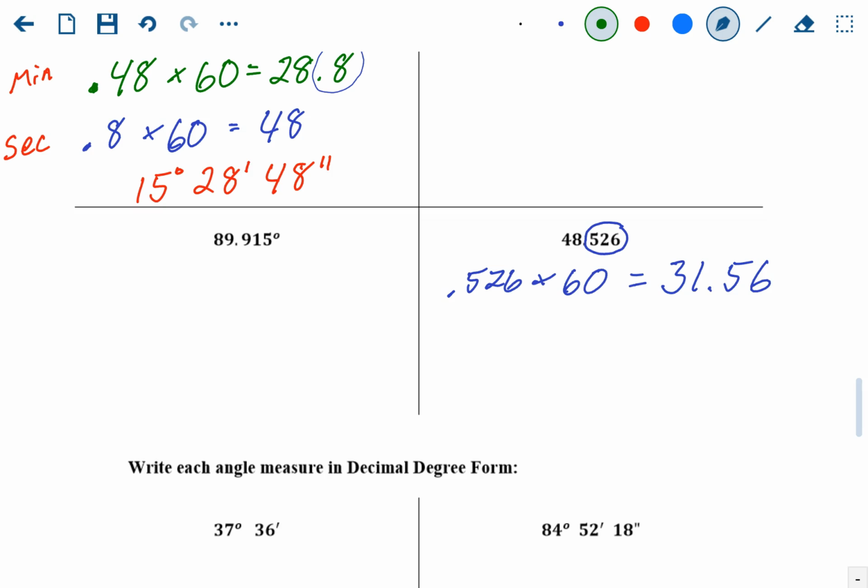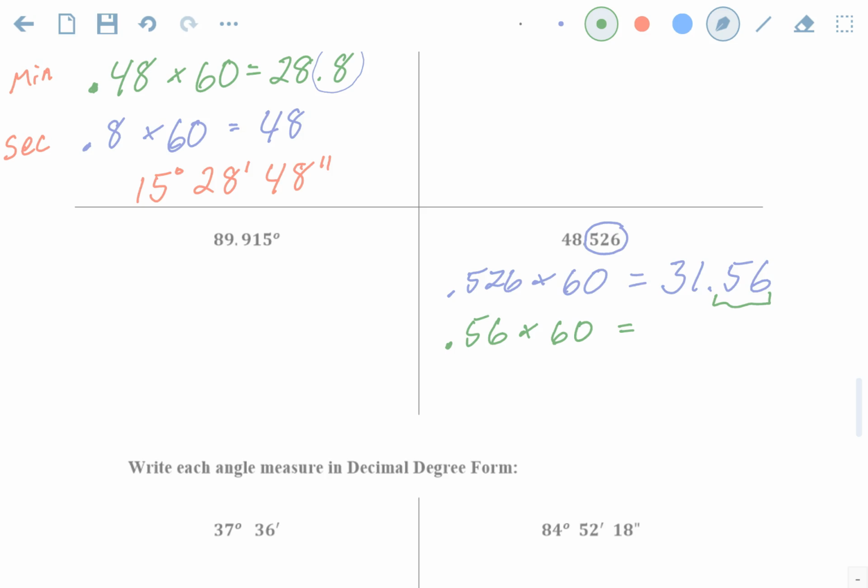So now you take the new decimal part, the 0.56. Once again, 0.56 is a little more than halfway. So this should be a little more than 30. 0.56 is bigger than 0.52, so we should expect a number that's bigger than 31. Okay, but not too much bigger. So take 0.56, multiply by 60, and you get 33.6.